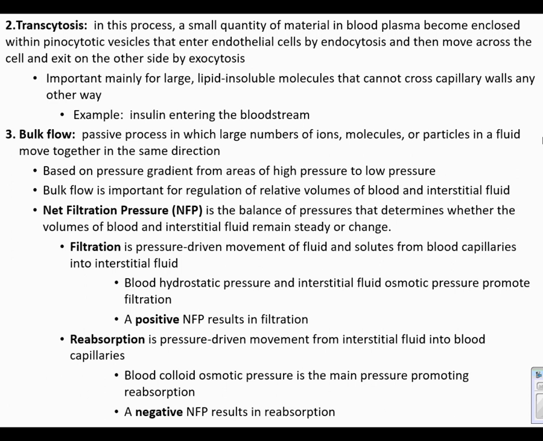The third is called bulk flow. This is where we move a whole bunch of things, and that's why I call it bulk flow. It's moving in bulk. Let you guys finish writing, and then I'll talk about what I'm talking about here.